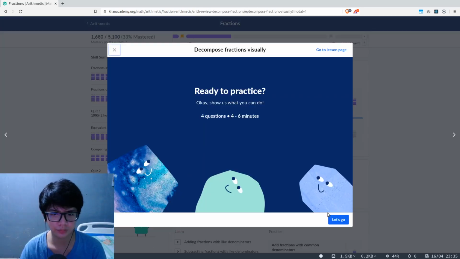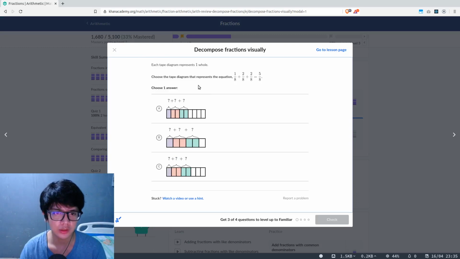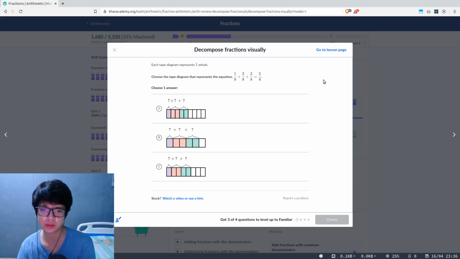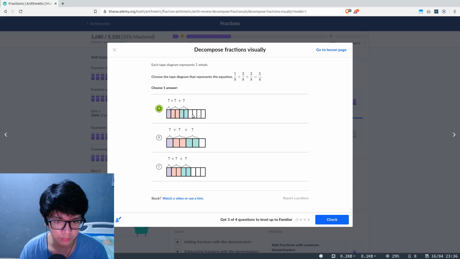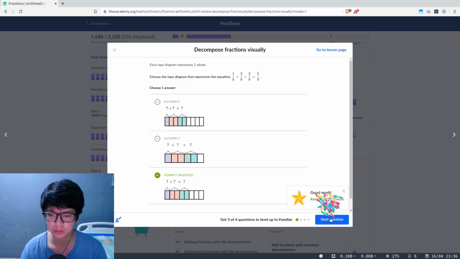Next. Each tape diagram represents one whole. Choose a tape that represents the equation 1/8 plus 2/8 plus 2/8 equals 5/8. It's going to be 5 eighths, right? This is eighths. 1, 2, 3, 4, 5, 6, 7, 8, 9. Oh okay, this is eighths. This is 4. Sorry, okay.